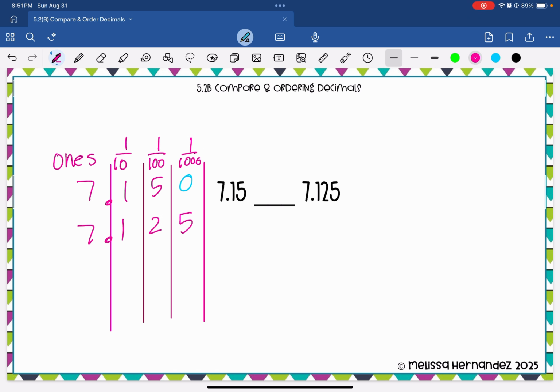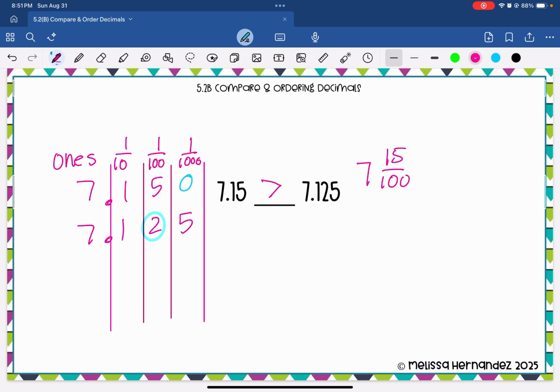Now, they're both 7, so they're equivalent. They're both 1/10, so we're good. However, where you're going to see 2 is smaller or 5 is greater, that means 7 and 15/100 is greater. So when I say fractions are easier, let me prove to you what I'm talking about.